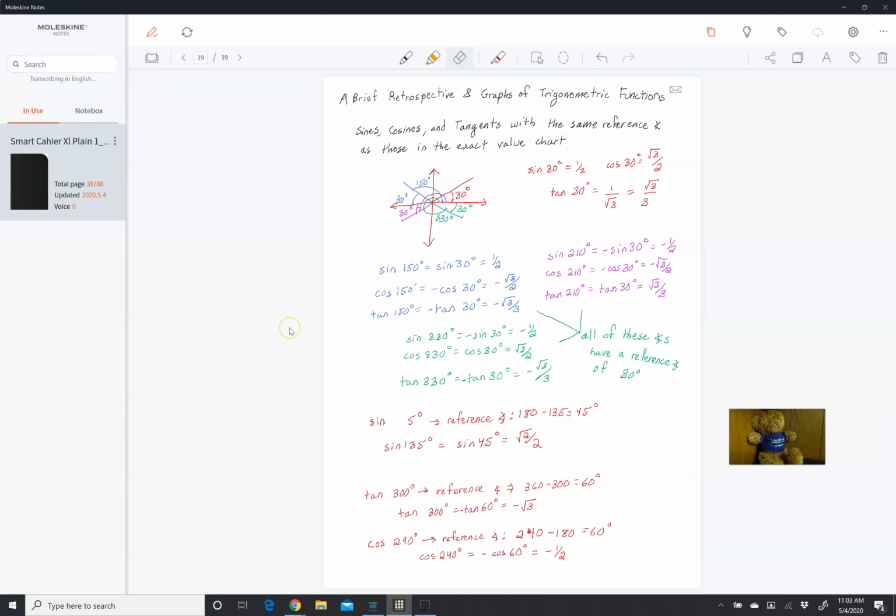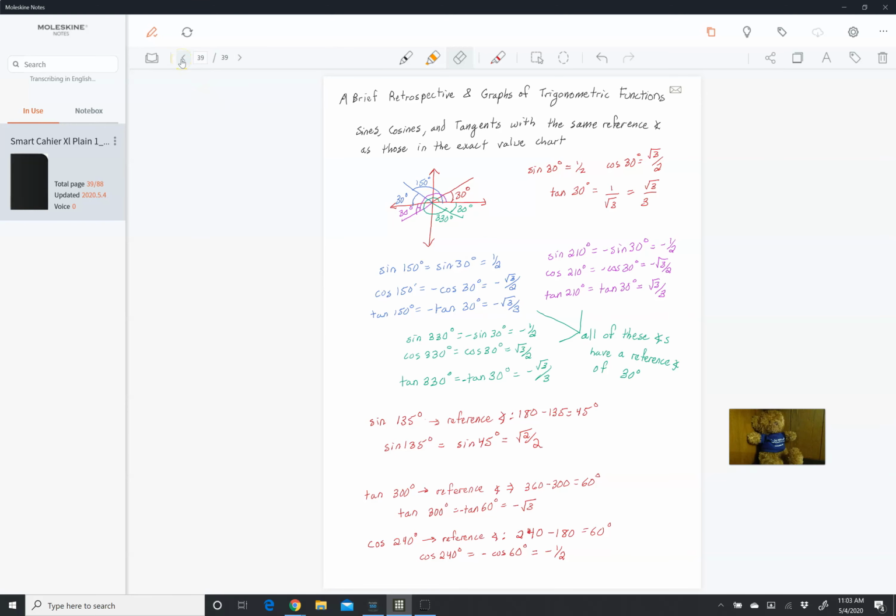For 60 degrees, the angle in quadrant 2 that has a reference angle of 60 is 120 degrees. In quadrant 3, it's 240 degrees. And in quadrant 4, it's 300 degrees. Okay, so we can find the sine, the cosine, and the tangent for all of those. And then for 30 degrees, you see it's 150, 210, and 330.